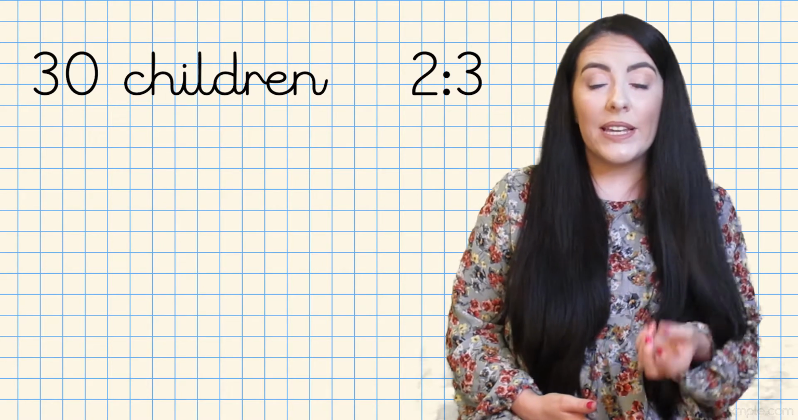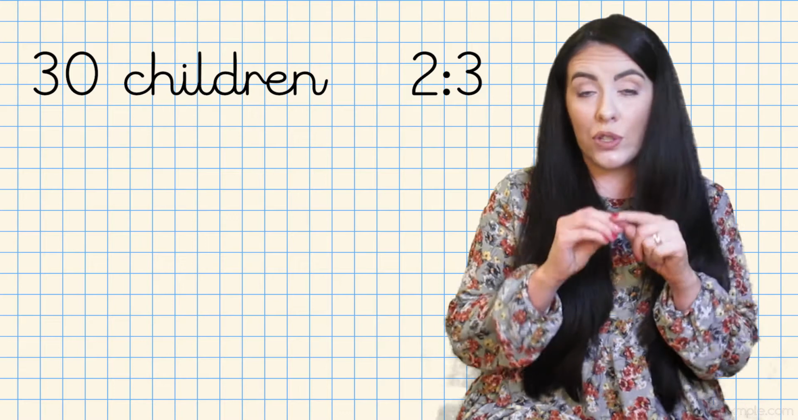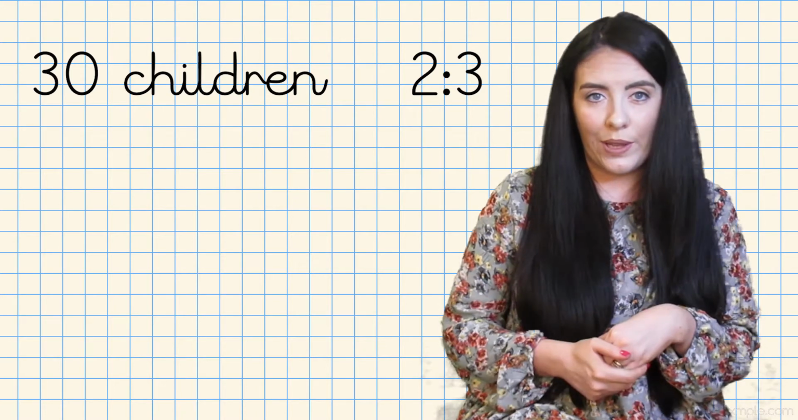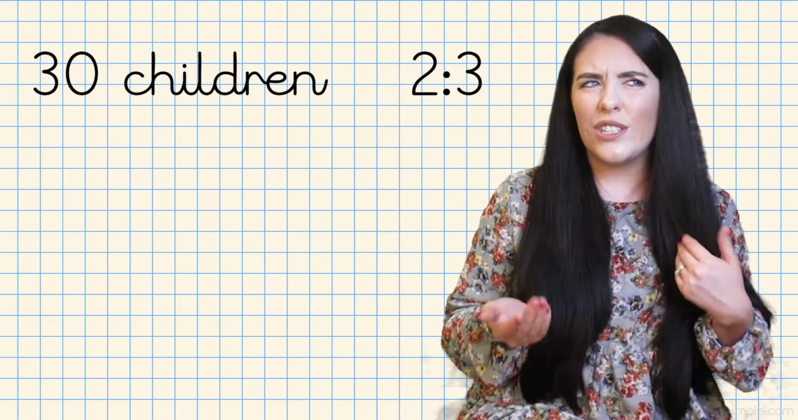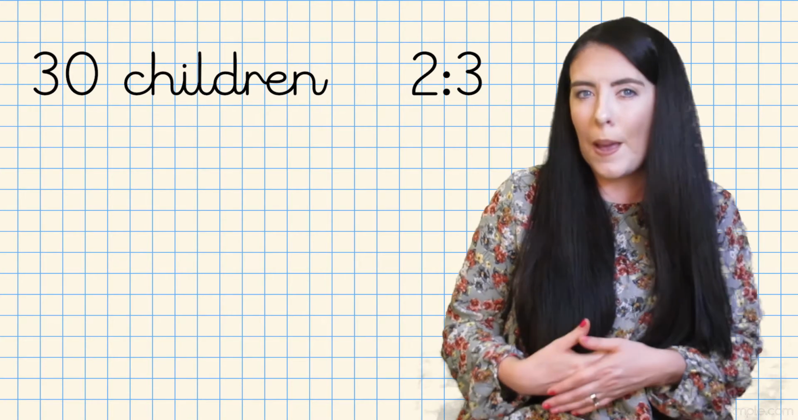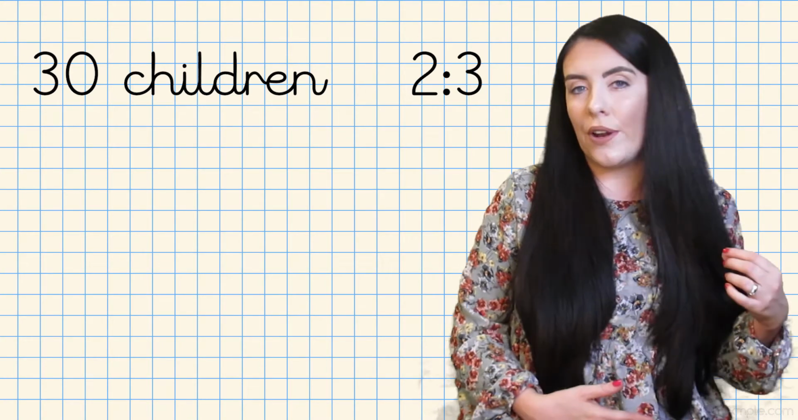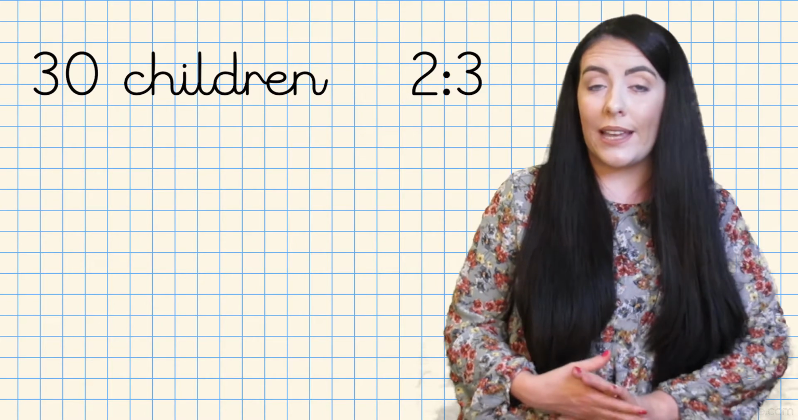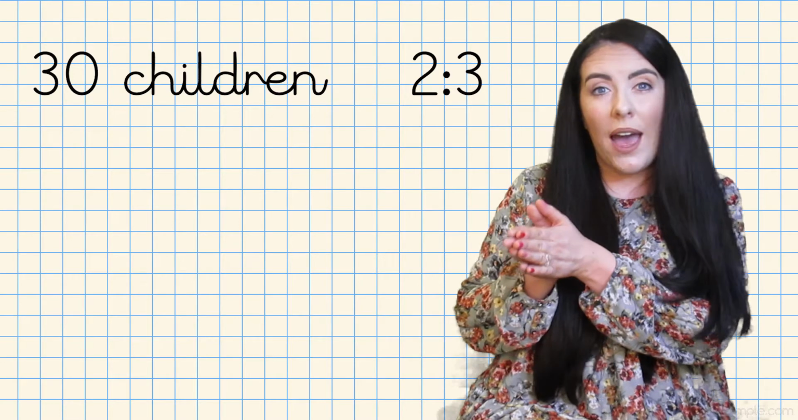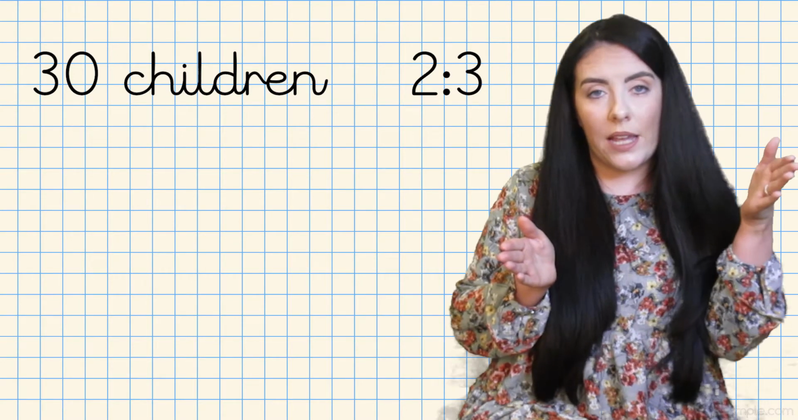Remember when I said that if you add the 2 numbers together, that will give you your total. So our ratio is 2 to 3. When I add 2 and 3, that gives me 5. But my total is 30. I know that there are 30 children in the class. So what I have to do is get my total of the ratio and build it up until I get to the 30.